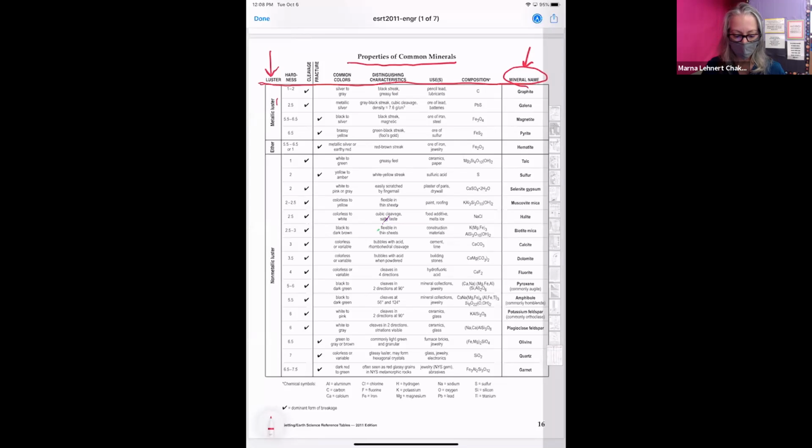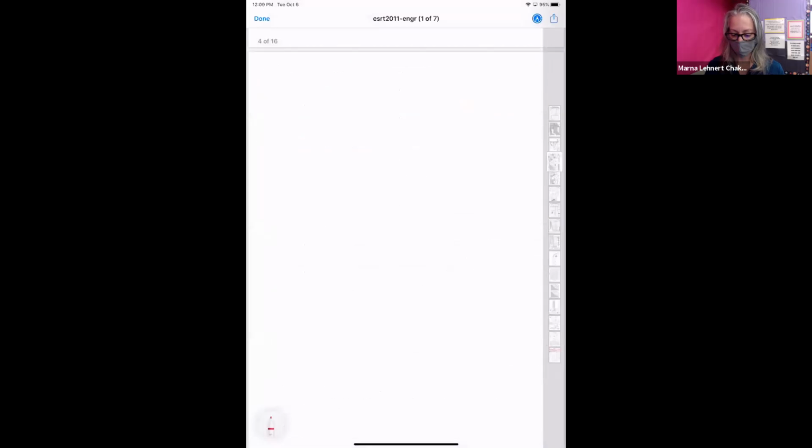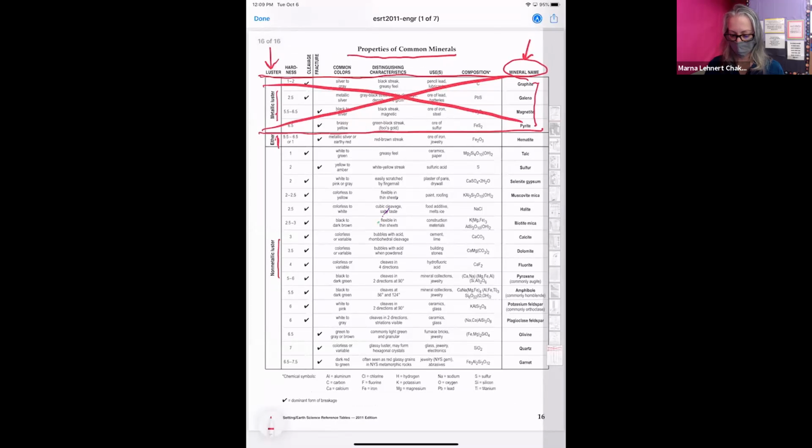So we know automatically it cannot be any of the minerals up here, because all of these minerals here, graphite, galena, magnetite, pyrite, those are all metallic. So I know I don't have to look at that anymore, right? So just knowing the luster of the mineral eliminates all those minerals for me. It could be any one of these non-metallic minerals right here.